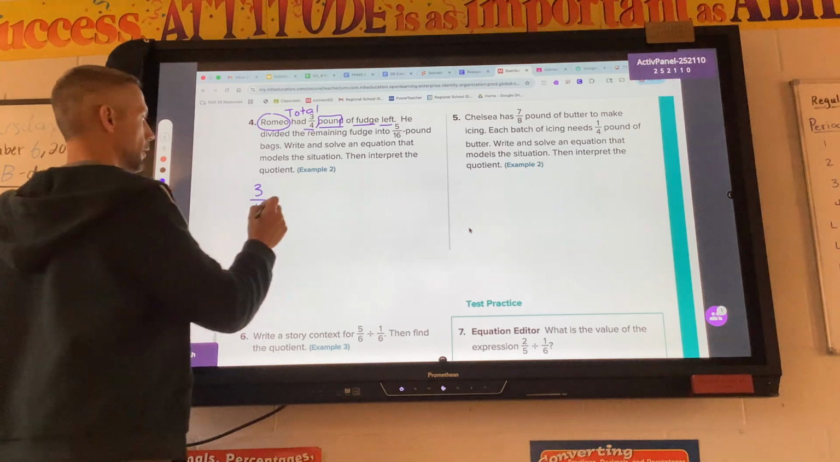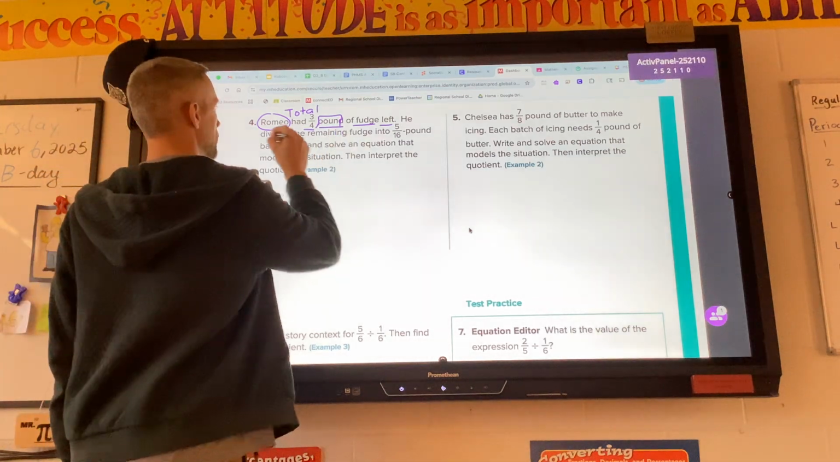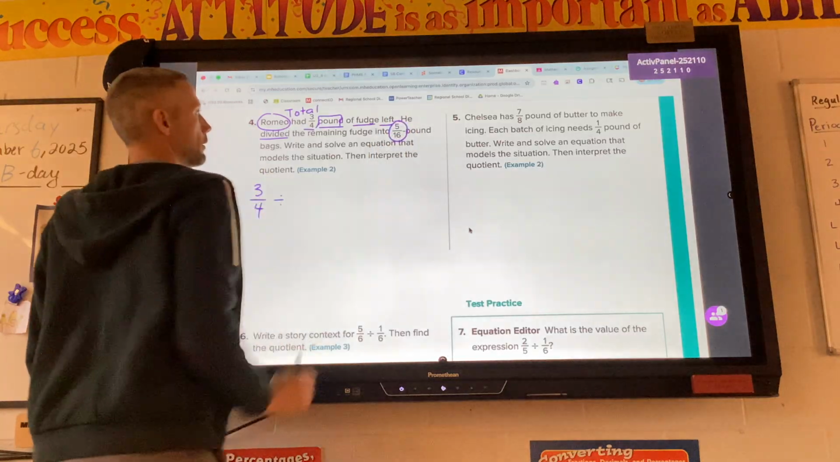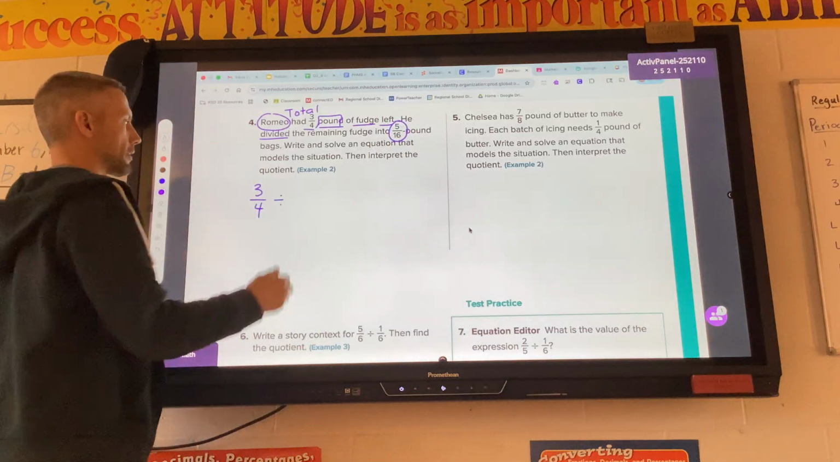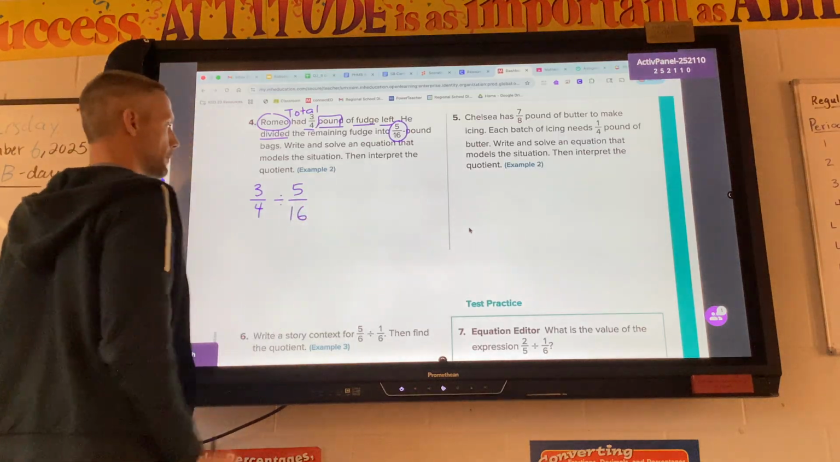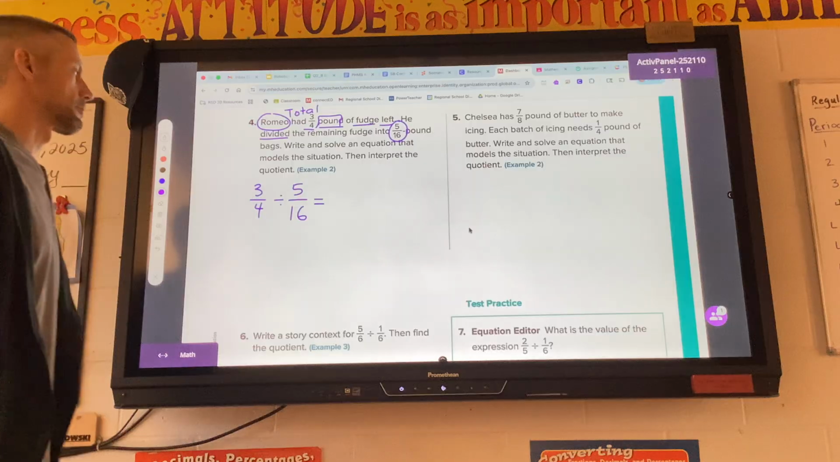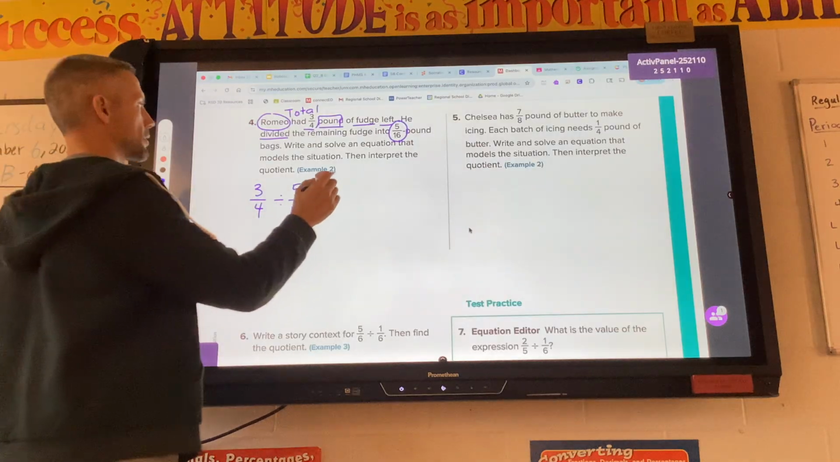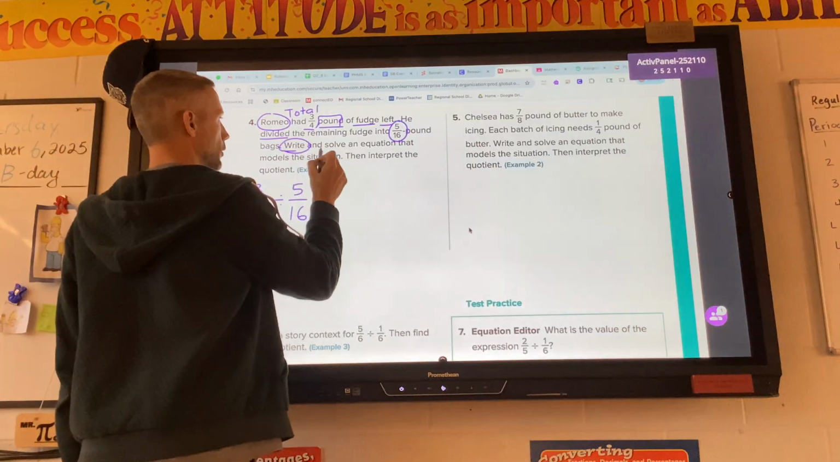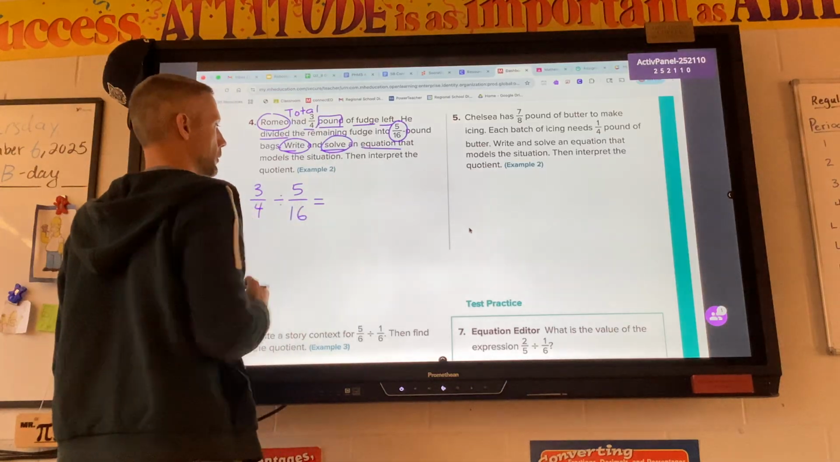So right now we have 3/4 as the total, and we're dividing the 3/4 of fudge into 5/16 pound bags. What that really means is we're going to put 5/16 of a pound in each bag. And then we're going to solve for that. So in a minute I'm going to solve it, but I notice on this problem we already wrote the equation.